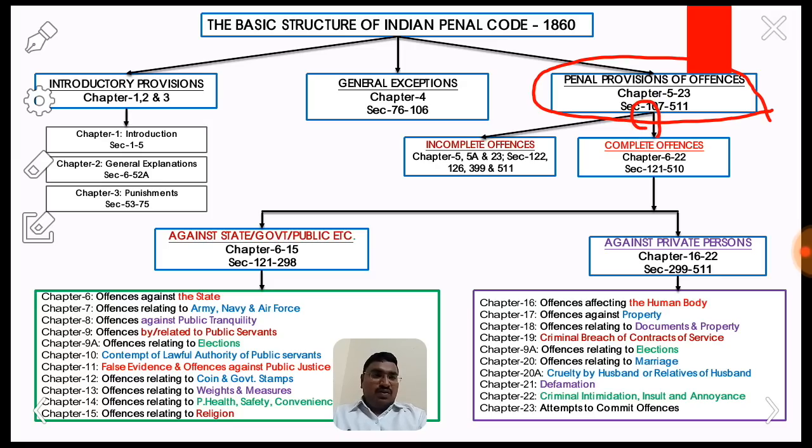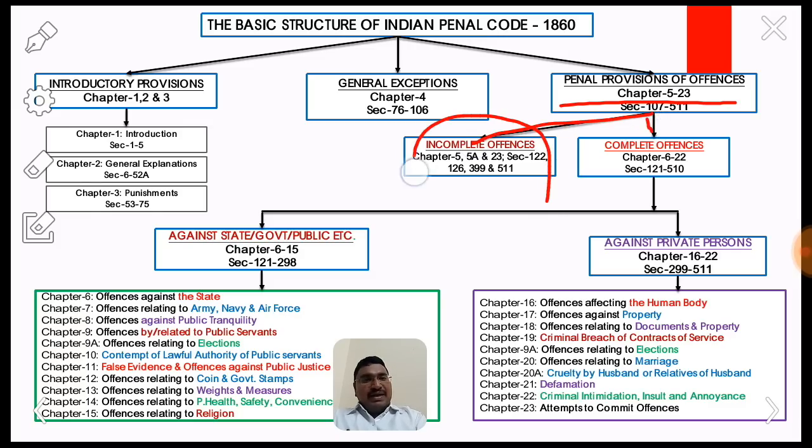Section 107 is the starting provision related to the specific offences in Indian Penal Code. Here, for better understanding, I am categorizing these penal provisions of offences into two heads. One is incomplete offences or inchoate offences and the other is complete offences. The inchoate offences are specified under chapter 5, which deals with abetment, chapter 5A, which deals with criminal conspiracy, and chapter 23, which deals with attempts.